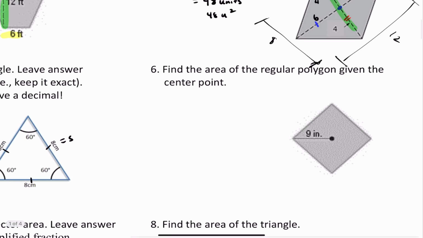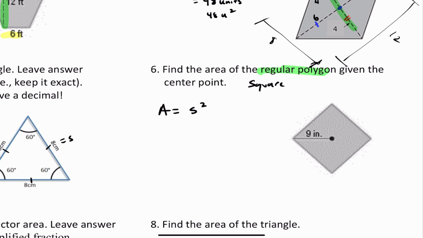Now let's take a look at number 6. It says find the area of the regular polygon given the center point. So here we have a parallelogram and it's a regular polygon. So this implies that we're dealing with a square. Okay? So the area of the square formula is just A equals S squared, or A equals side squared. Now notice that what we have here is this little segment from the center to one of the vertices here, and that's 9 inches long.